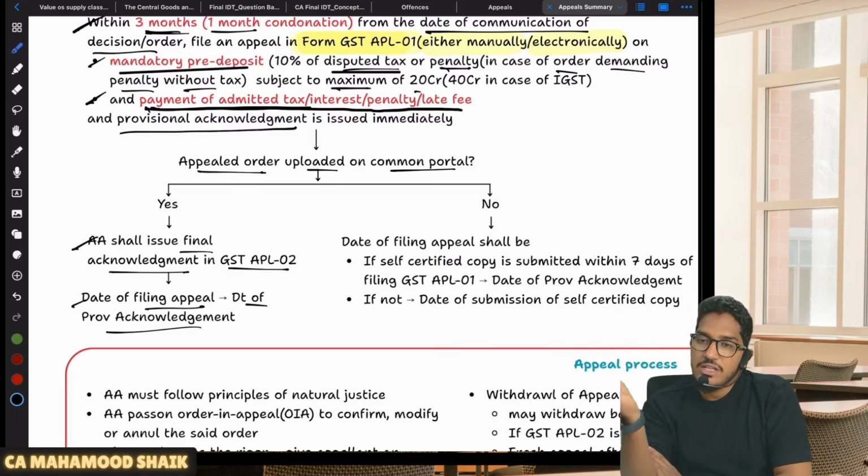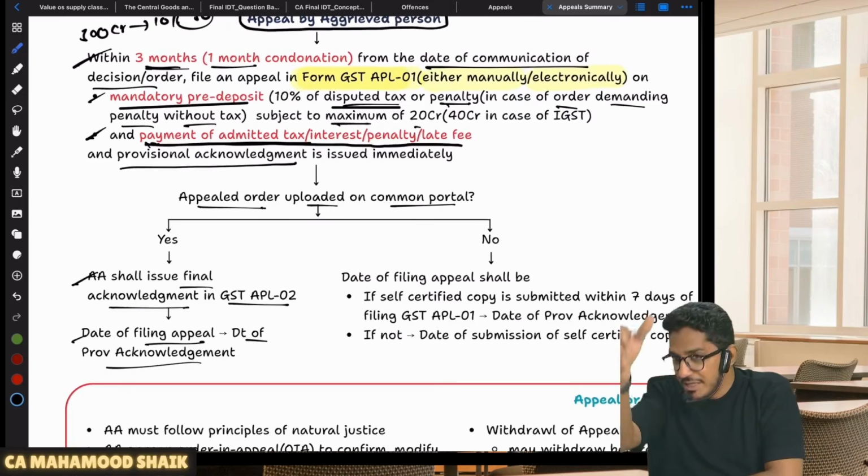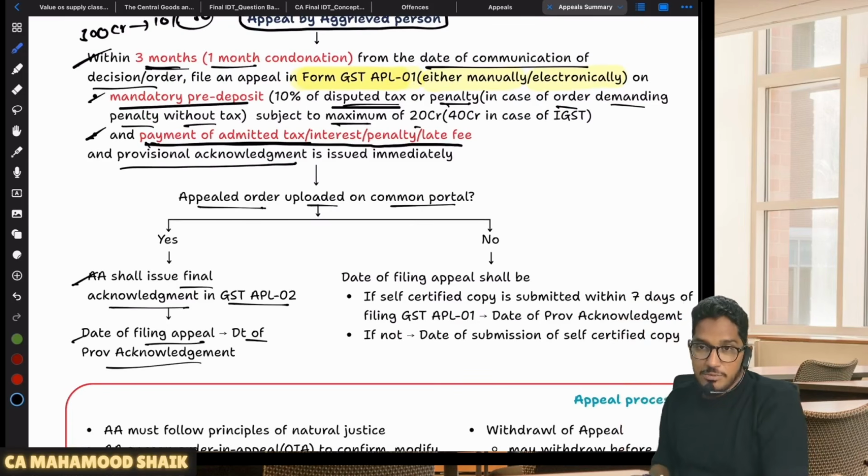So if the final acknowledgement is also getting generated automatically, the date on which a provisional acknowledgement is generated, that itself will be considered as the date of filing of appeal. Sir, why is the date of filing of appeal important? Because number 1, you have to make an appeal only within 3 months. So if that date of filing of appeal is falling within 3 months, then only your appeal will be considered. So here it is easy. In case you have a copy of your order that you have uploaded on the common portal, immediately final acknowledgement will get generated. Your date of filing will be the date of that provisional acknowledgement only.